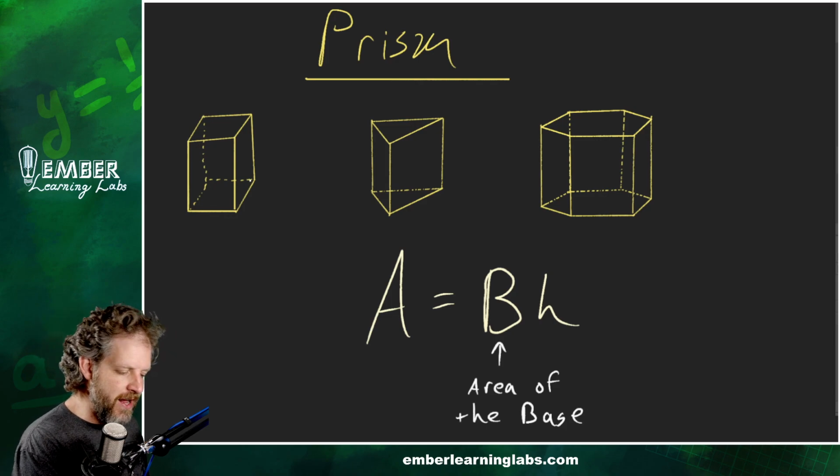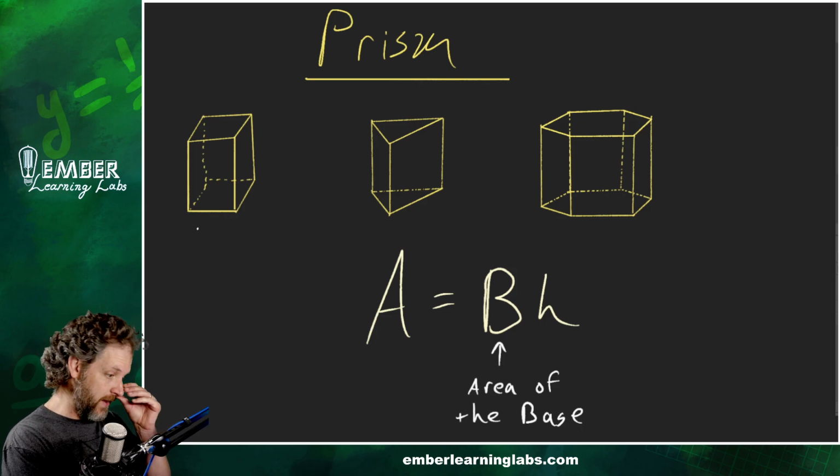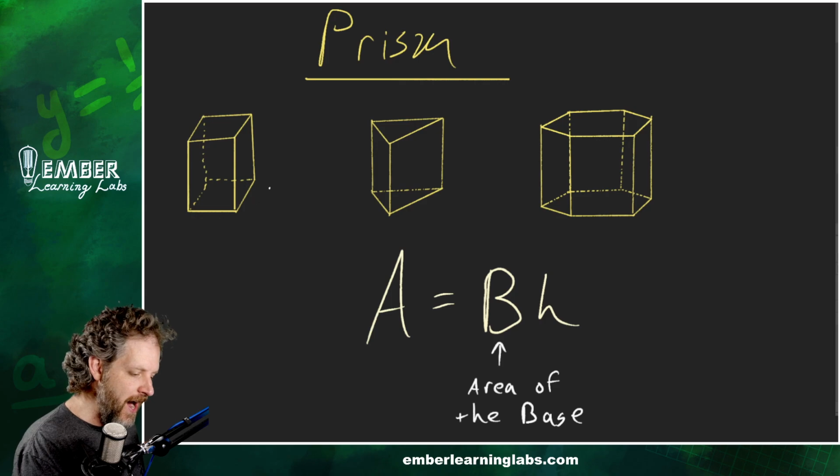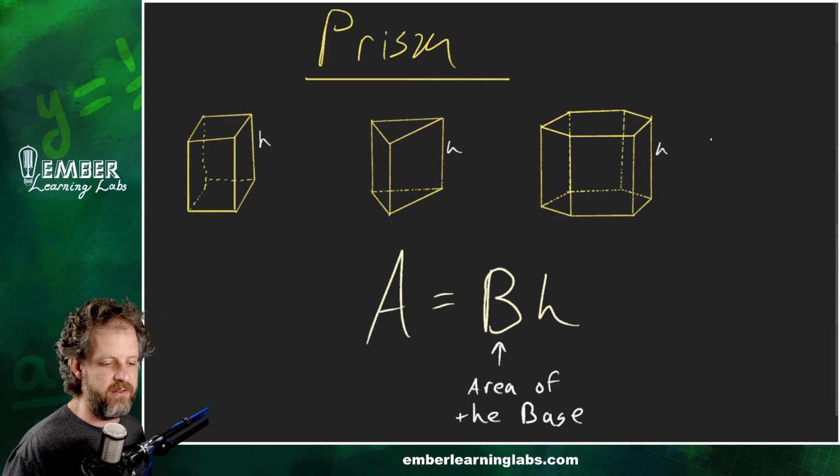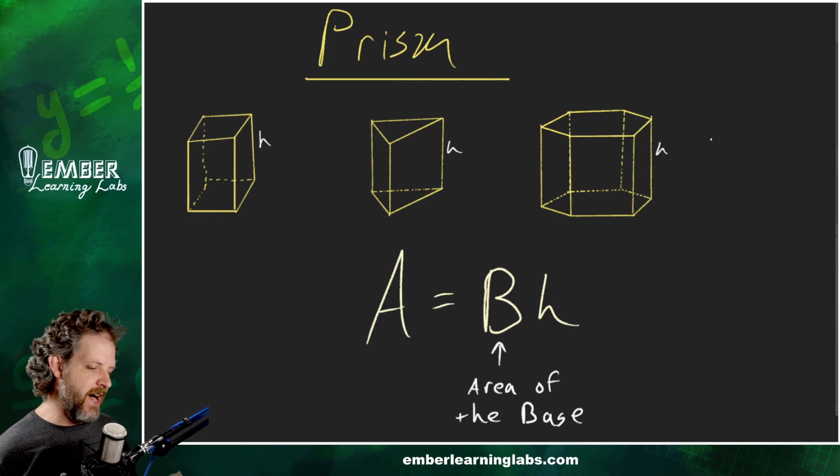So if we're talking about a rectangular prism, we would find the area of this rectangle. How do we do that? Length times width. Then the height. Now the height is this other side. So the height would be all of these. Those would be the heights.